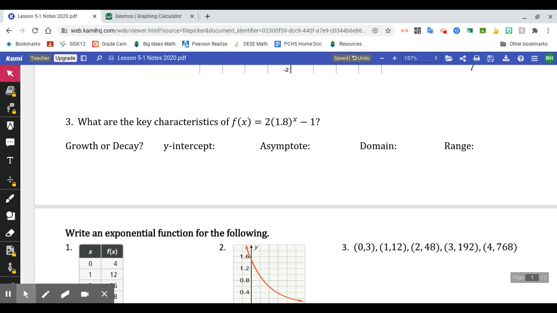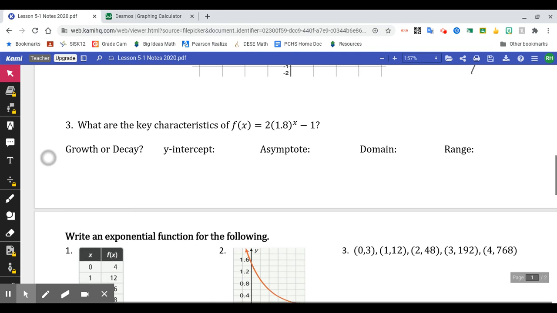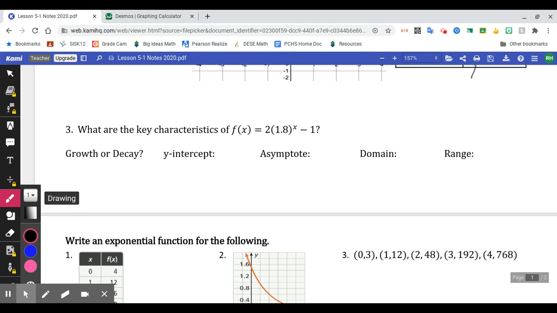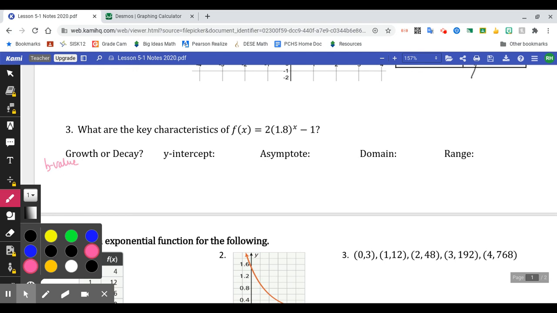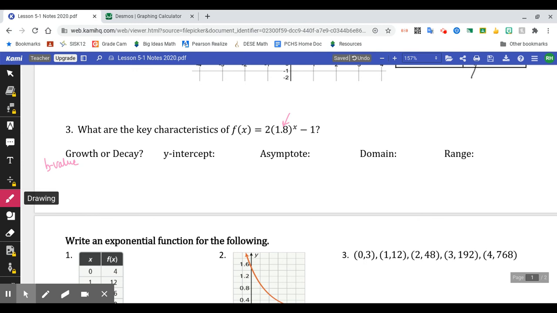So let's look at just this one. What are the characteristics of f of x equals 2 times 1.8 to the x minus 1? Okay, well, growth or decay, remember, is looking at that b value. Okay, so we're going to say, what's the b value for this one? Well, our b value is right here. 1.8 is bigger than 1, so it's a growth.